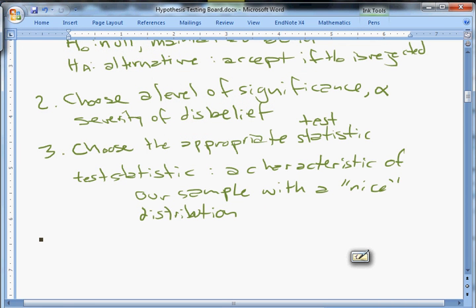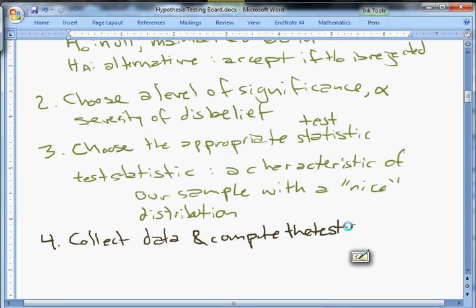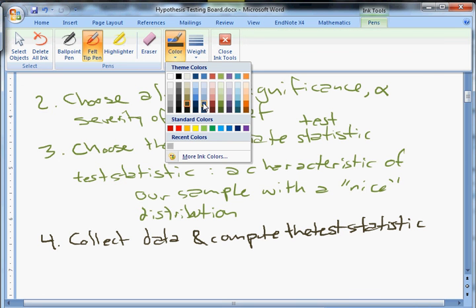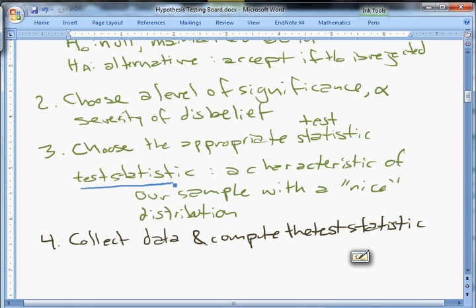All right, step 4, collect the data and compute the test statistic. We don't usually collect the data that much in this class, but in practice we do this. We compute the test statistic. This means plugging in the actual sample values. And so the test statistic is usually a formula, and then we use our sample data to calculate it. And then we go to step 5, which is we evaluate the test statistic.